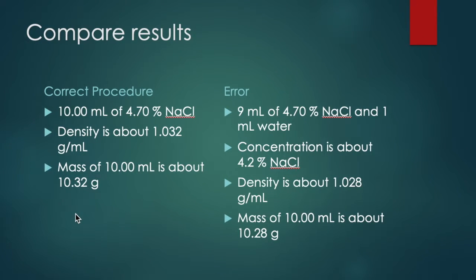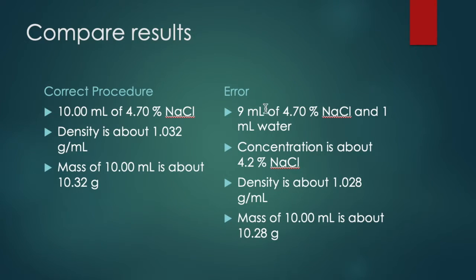So let's compare the results that we would get from the error that was described. The correct procedure, you would draw up 10.00 milliliters, and the way the procedure is written, most people for solution 1 got slightly less than 5 mass percent sodium chloride in their solution 1. So let's say it was 4.70% sodium chloride. The density of something that's 4.7% sodium chloride should be about 1.032 grams per milliliter, and so if you have 10 milliliters of that, it should be about 10.32 grams.